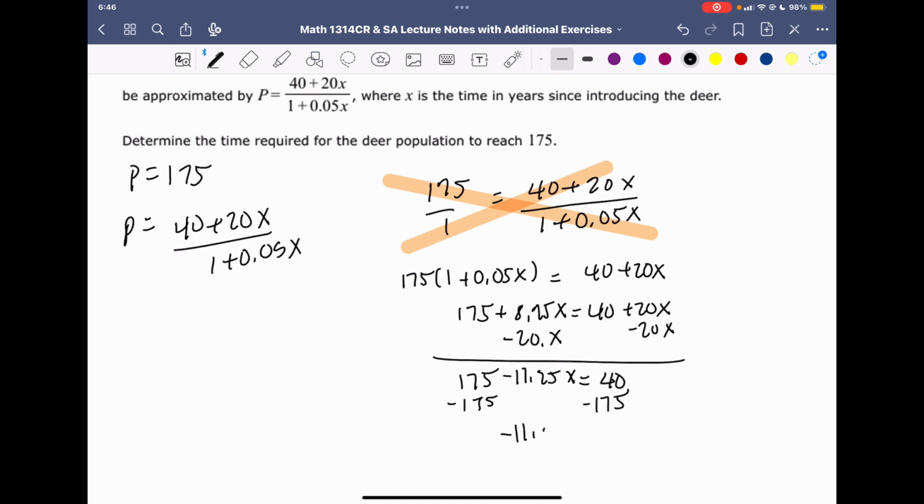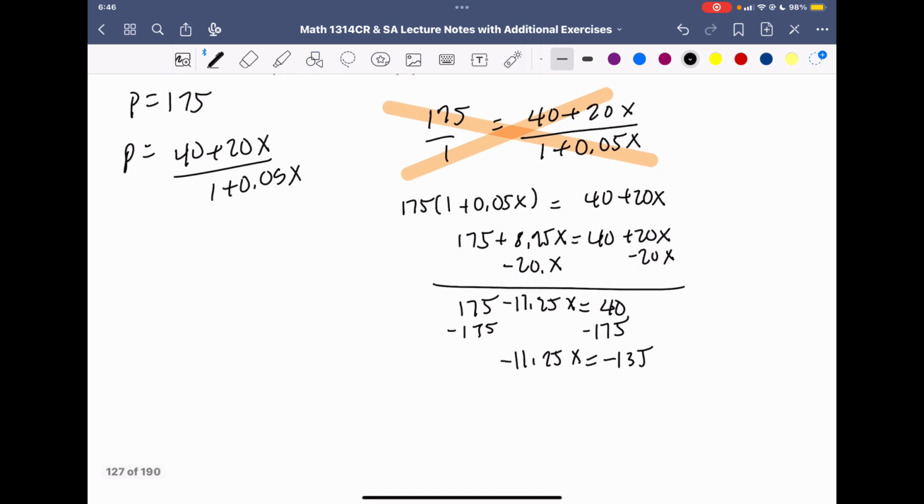Negative 11.25x equals negative 135. Divide both sides by negative 11.25. x equals 12. So it's 12 years.